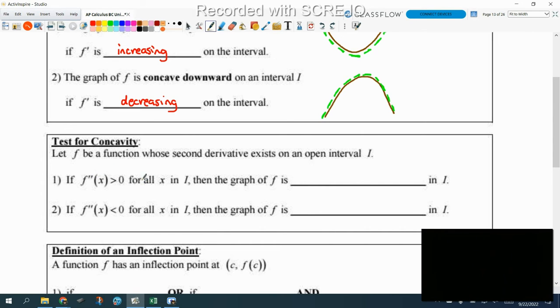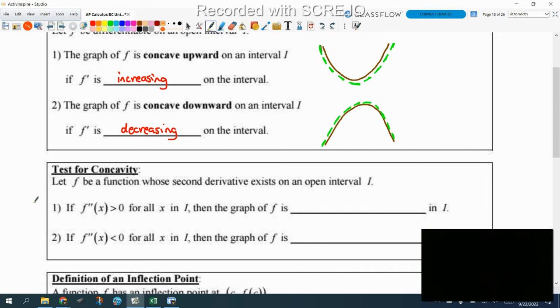All right, and so these are all three connected. If f double prime is greater than 0, then f prime is increasing, which means f is concave up. All right, so we can take out the middleman there. If f double prime is greater than 0, then the graph of f is concave up in that interval. All right, and then if f double prime is less than 0, that implies that f prime is decreasing. And if f prime is decreasing, that implies that f is concave down. Take out the middleman. If f double prime is less than 0, then the graph of f is concave down.